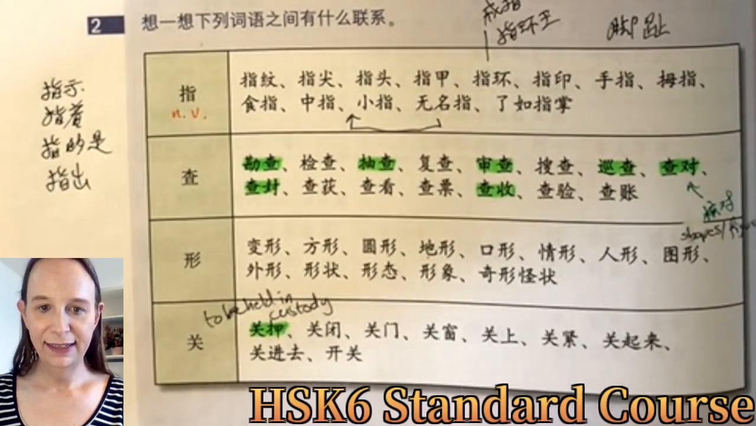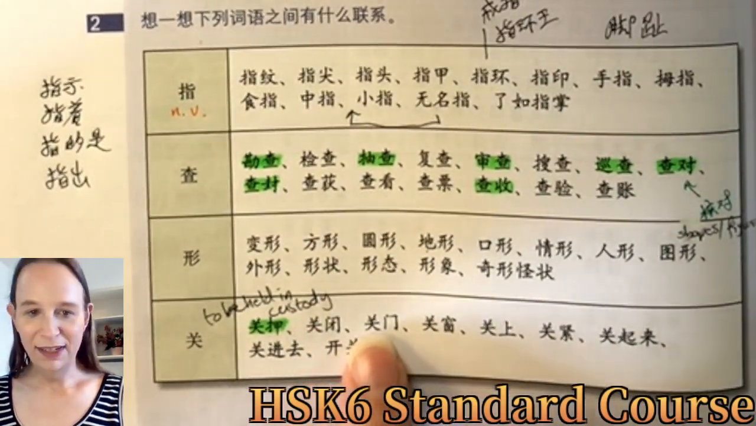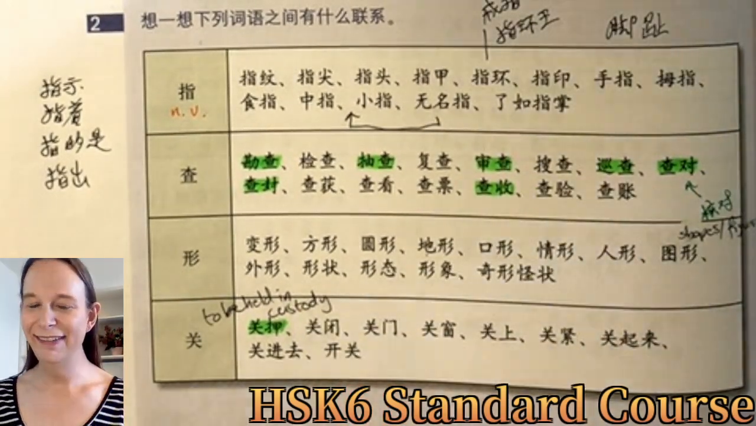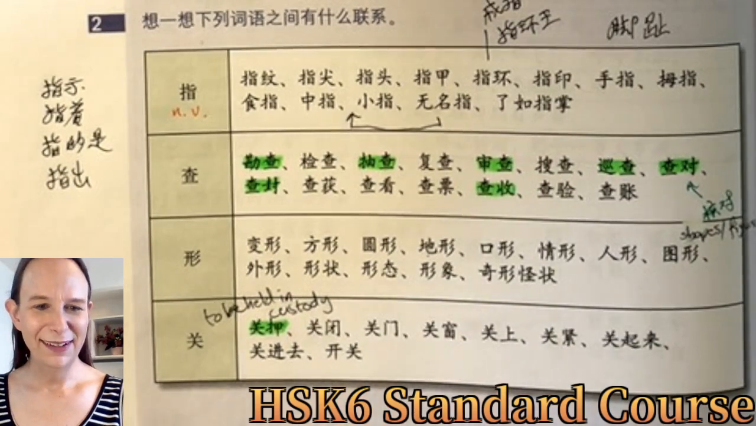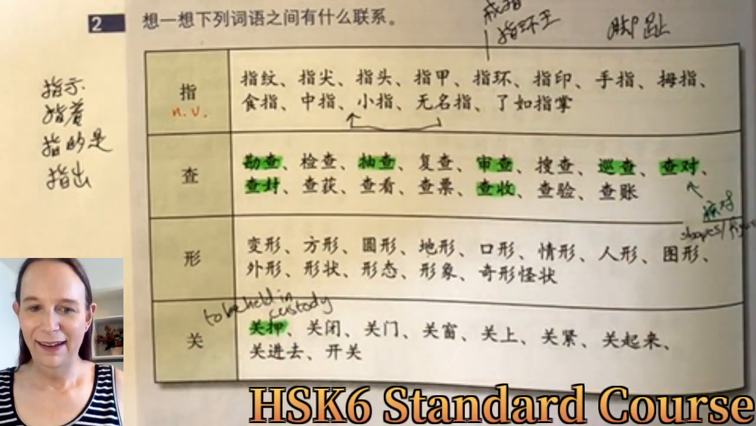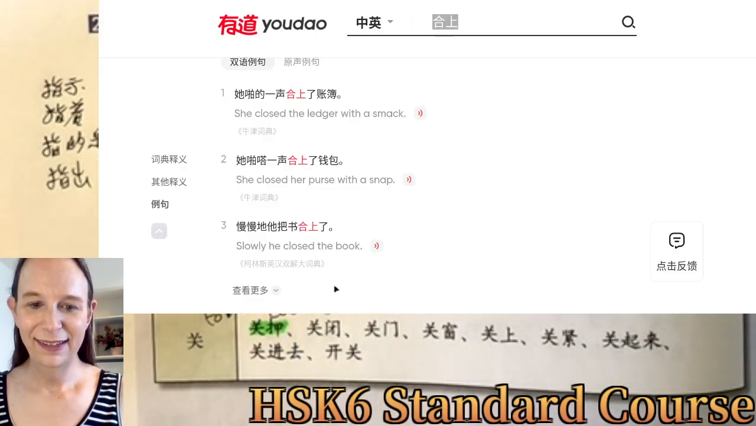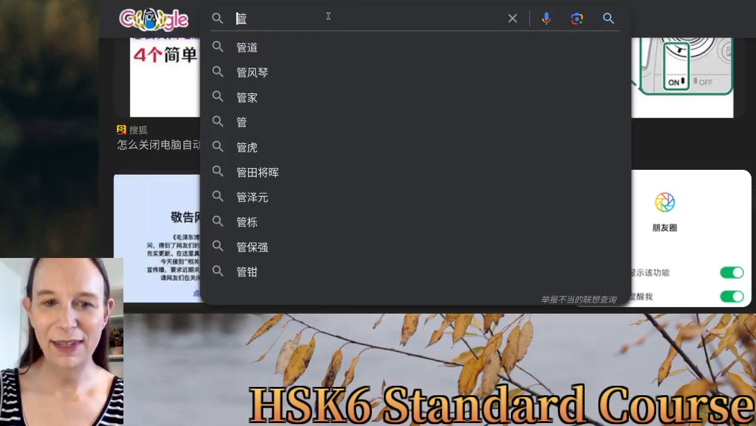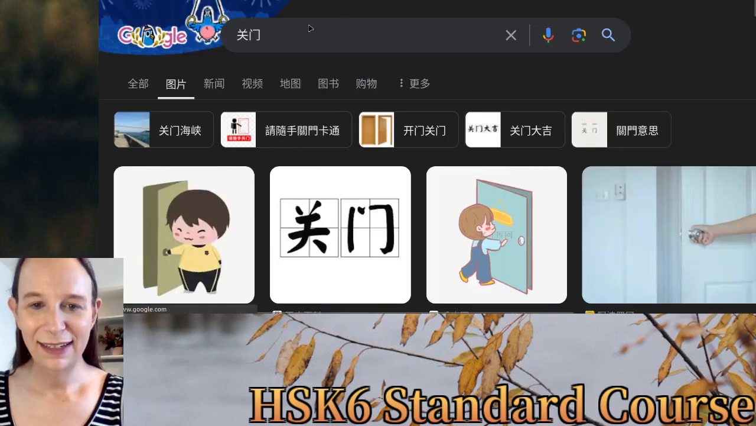Sorry, can you see that? 关闭, 关门. Oh, you know this one. I think this is HSK1 territory, really. I think both 关 and 门 are HSK1 words. I don't think I'm exaggerating, right? 关门, 开门, 关门. Yeah.